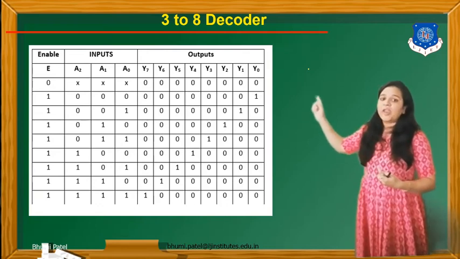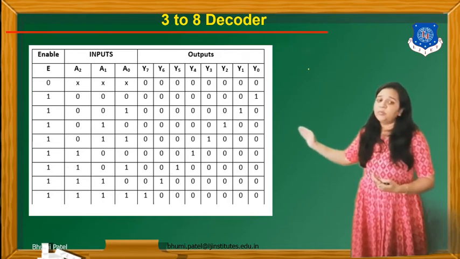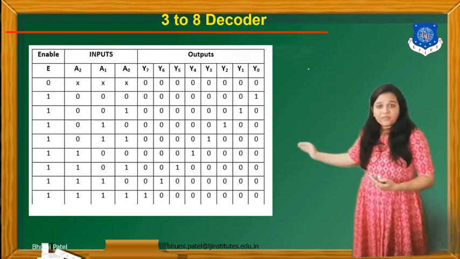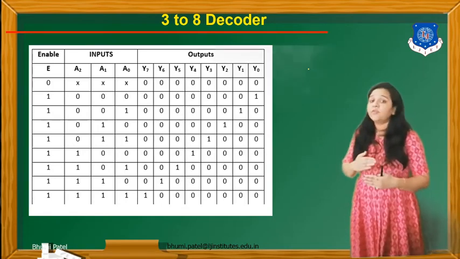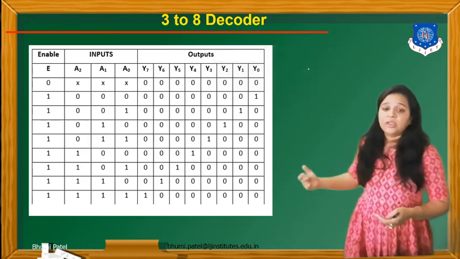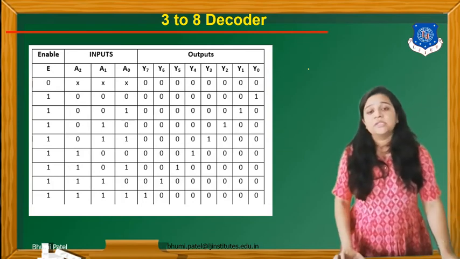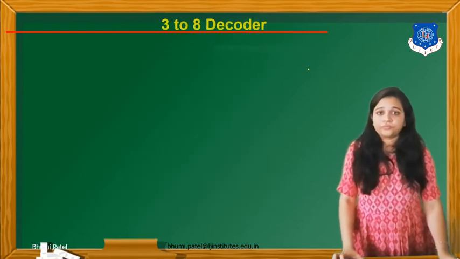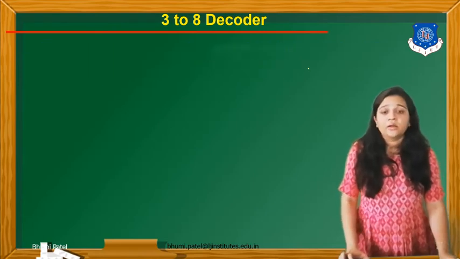The next Y1 will be on, the third one Y2 will be on, the next Y3 will be on, the next Y4 will be on, the next condition Y5 will be on, the next Y6 will be on, and if all the inputs are high, we get Y7 in the on condition. So this is the truth table of the 3 to 8 decoder. Okay, clear? Now let us draw the 3 to 8 decoder using the truth table.